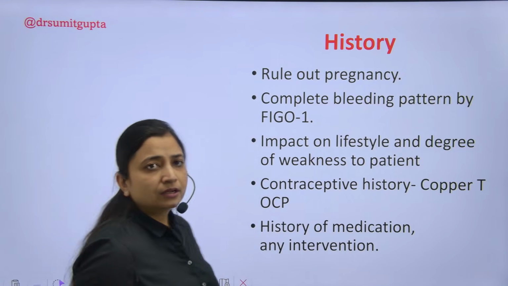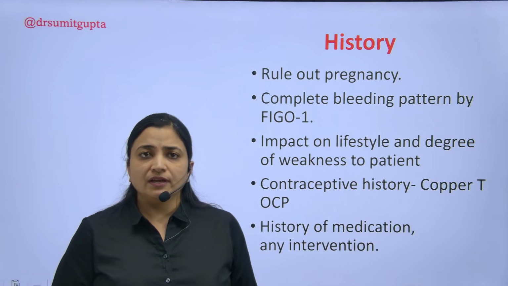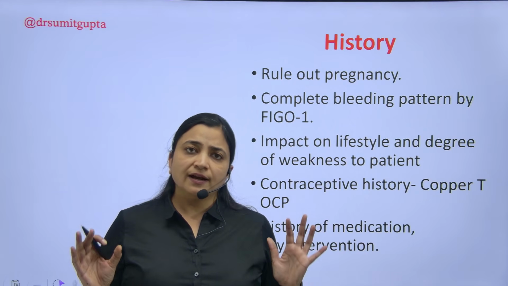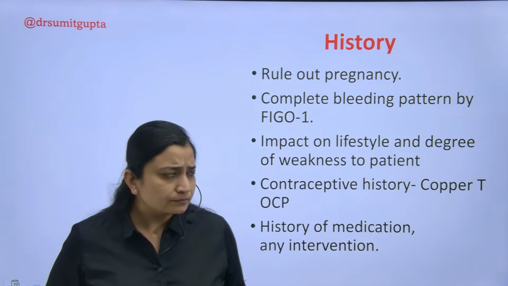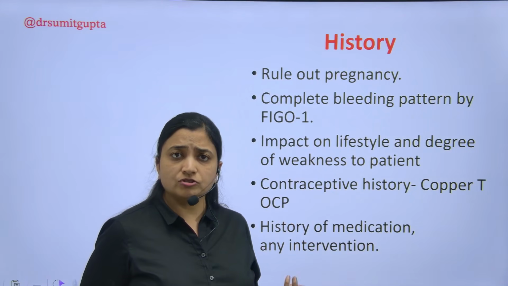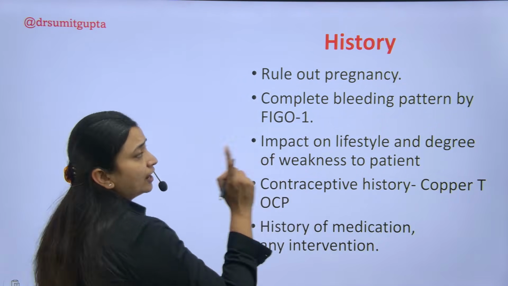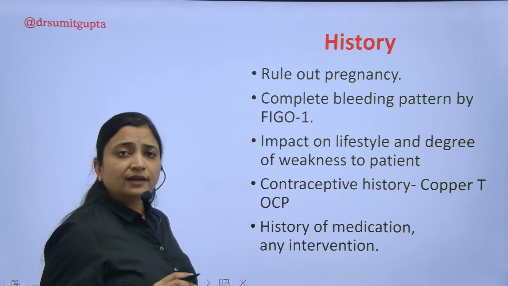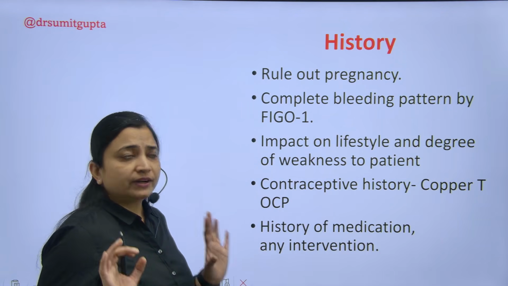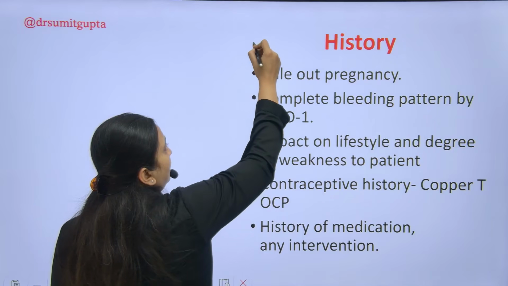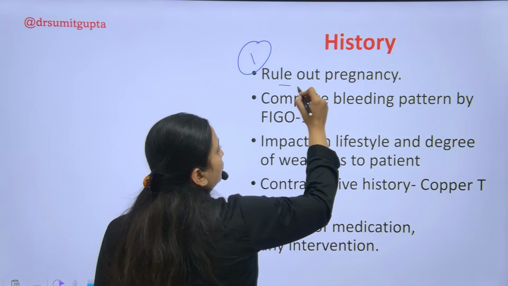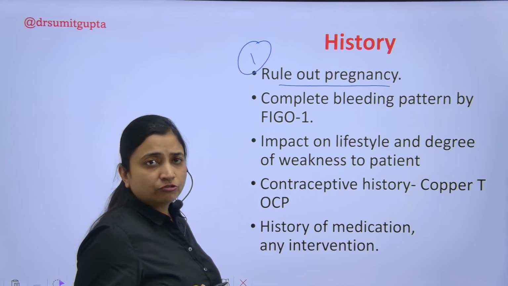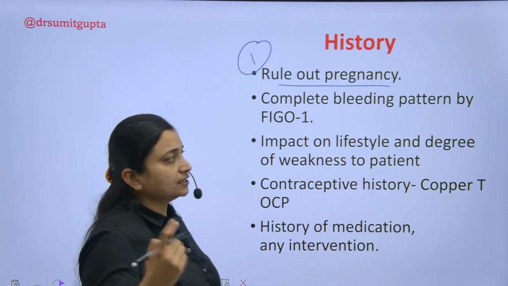Now, history. The patient is coming in and you are trying to talk to the patient. First, be a calm and good listener. Let her tell herself what's going on. First and foremost, as I talked about in the definition of AUB, the patient should not be pregnant. So number 1, very important step, rule out pregnancy. Either ask her, if she knows, well and good, otherwise we will investigate.